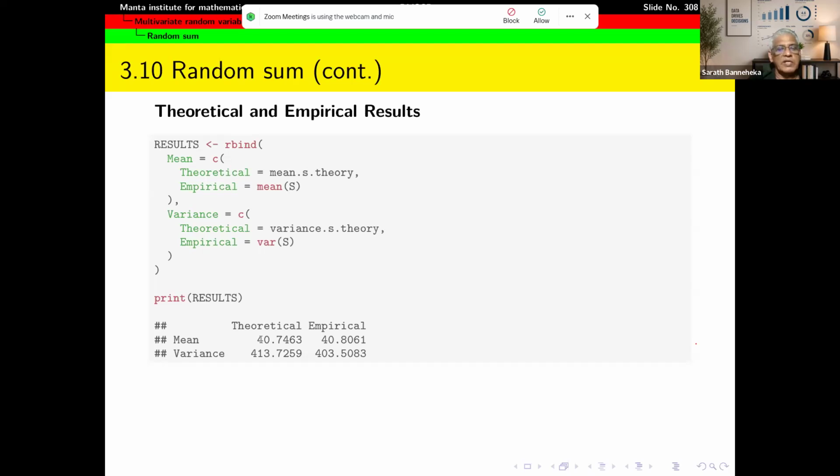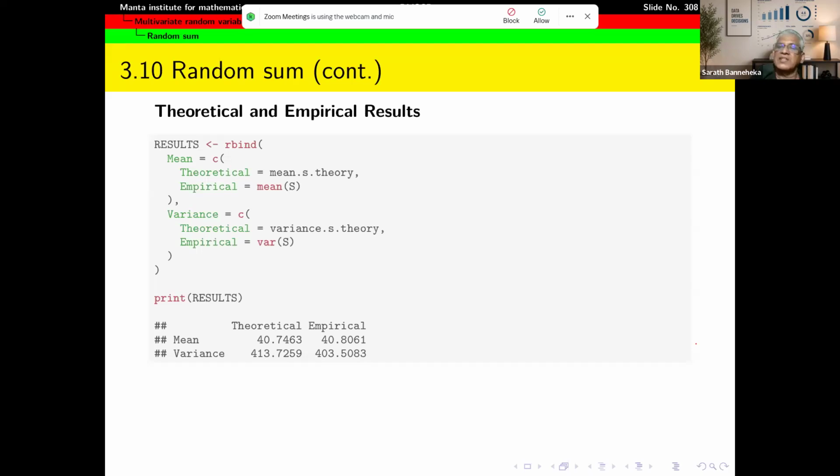For example, theoretical mean has to be this number, empirical value you can see very close based on 10,000 simulations of S. And the variance has to be this number. Of course, variance will be slightly far away than the mean, but still, this is the variance. If you calculate the standard deviation would have been much closer, right? These are in square terms. Okay, so that is a comparison of mean and variance.